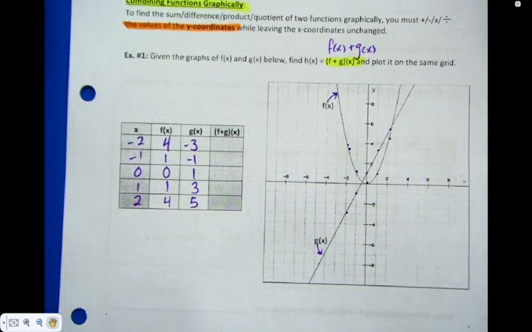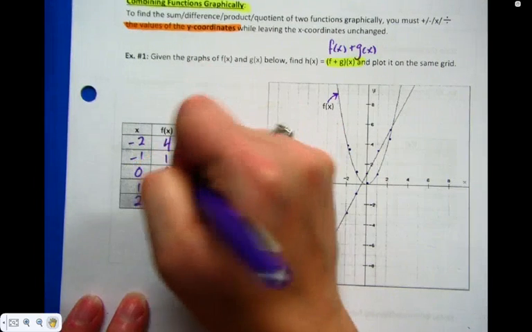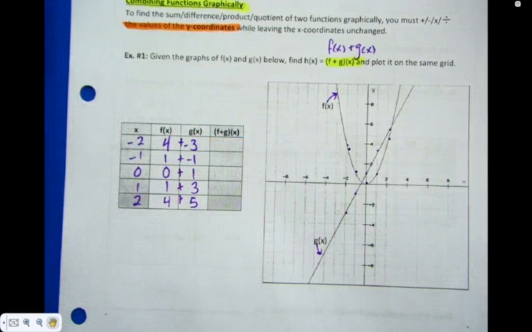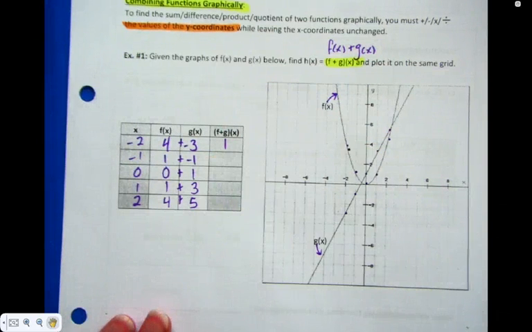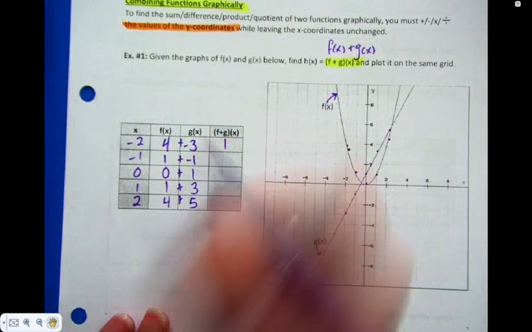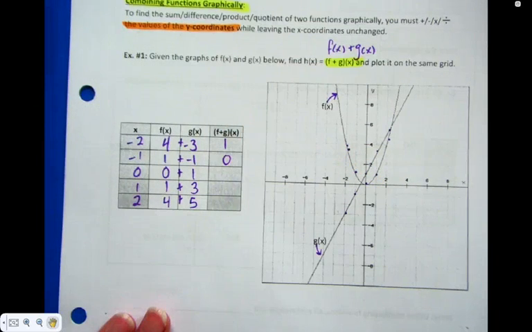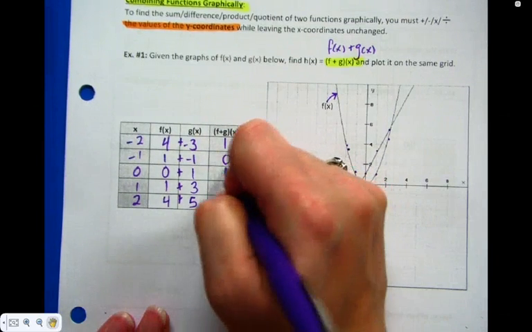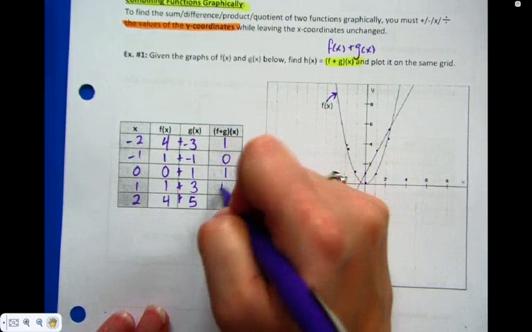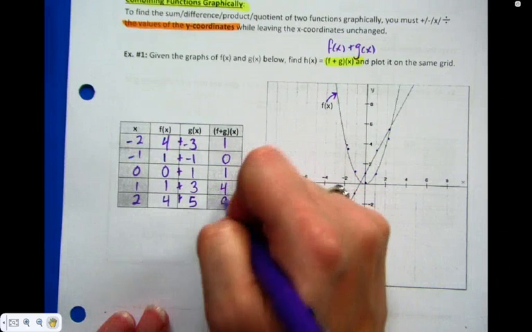This question says to add, so I'm going to physically add these y values together. If it said subtract, I would subtract. If it said multiply, I'd multiply. So the first one, 4 plus minus 3 is 1. 1 plus minus 1 is 0. 0 plus 1. 1 plus 3. And 4 plus 5.